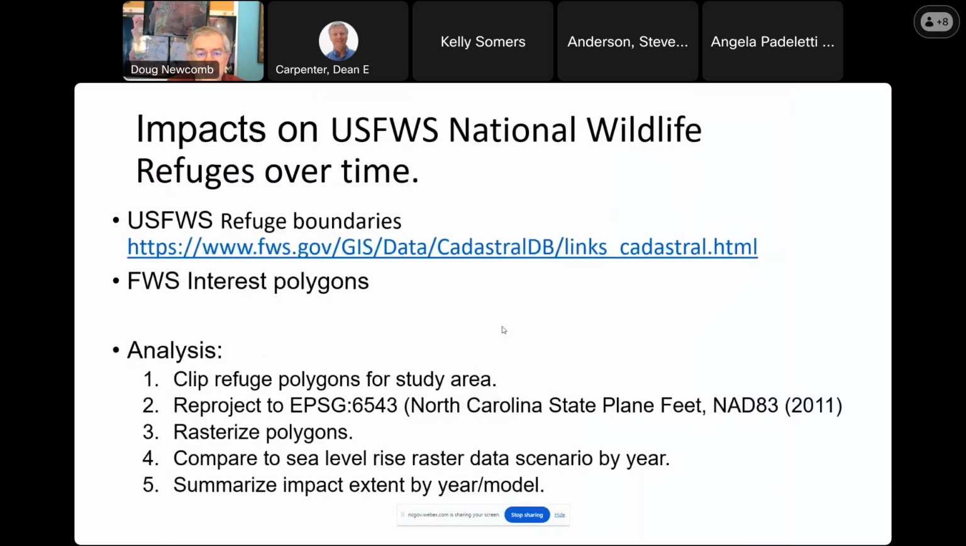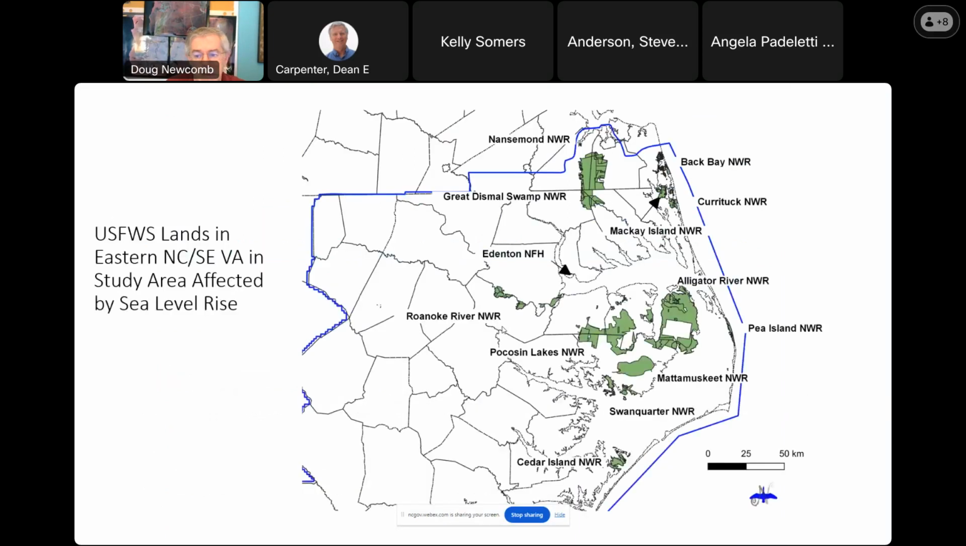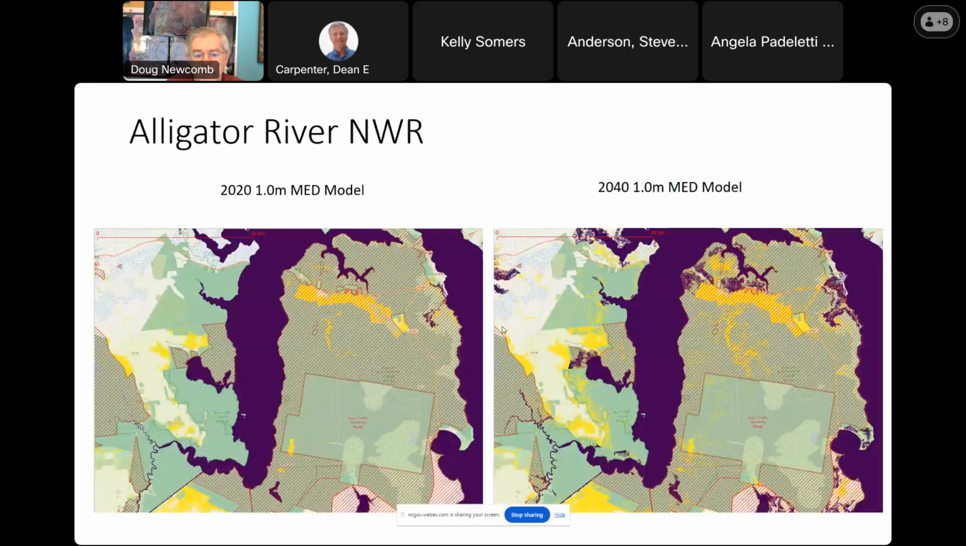So I went through and did an analysis to find what percent of each refuge was going to be impacted at different 10-year time series. So here are all our refuges for the coast. And then just doing a little preview, here's Alligator River 2020 under the 1 meter medium model. And then if you go forward to 2040, you can see where the darker blue is starting to come into the refuge a little bit more, in several low-lying areas.